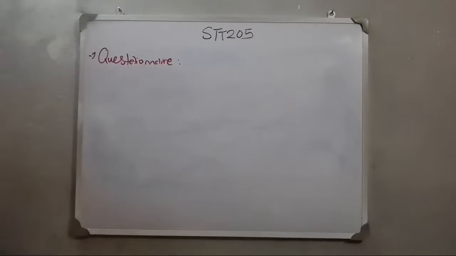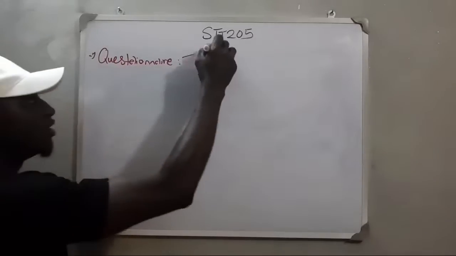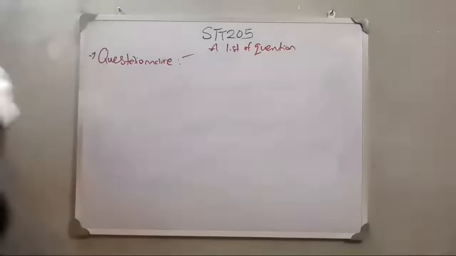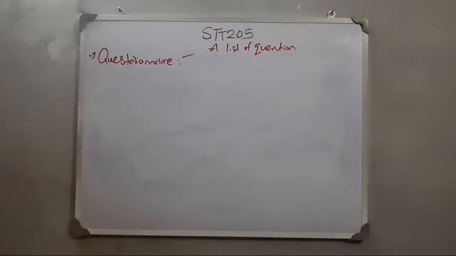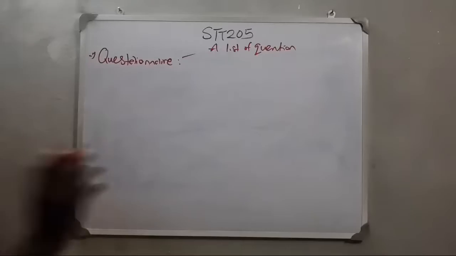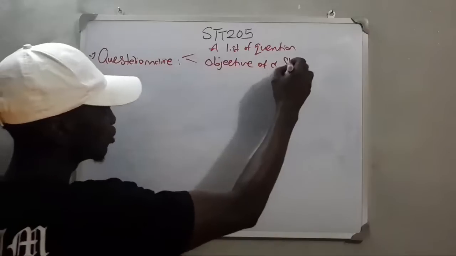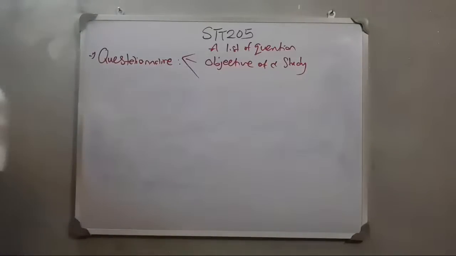Now when we say questionnaire, questionnaire is said to be what? A list of questions. A list of questions drawn in such a way that the questions are related to the objective of the study being conducted. Now we have a list of questions, we have the objective of a study being conducted, and responses to the questions.